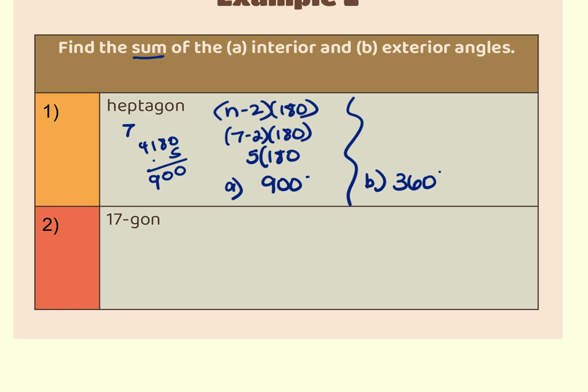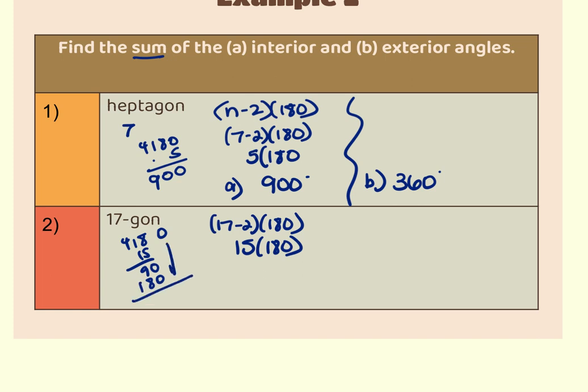Number 2 is a 17-gon. 17 sides, so 17 minus 2 times 180. 15 times 180. I can do 180 times 15 and then bring down that 0. So bring down the 0, another 0, 7. This is 2,700 degrees for the sum of the interior, and the sum of the exterior, again, 360 degrees.